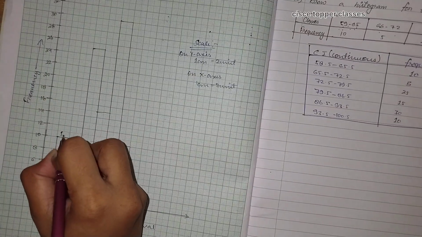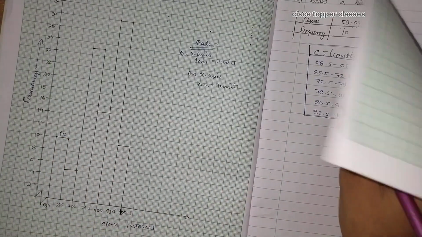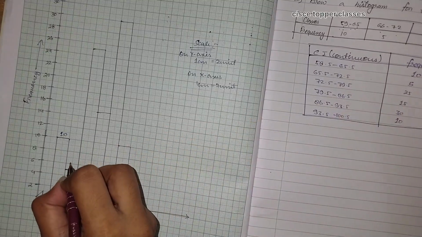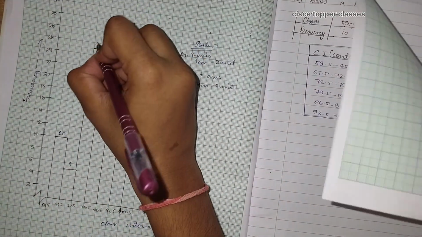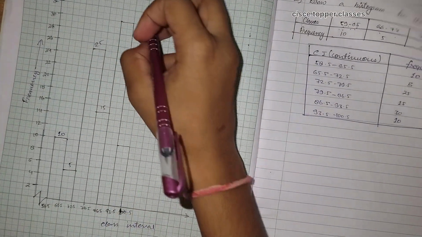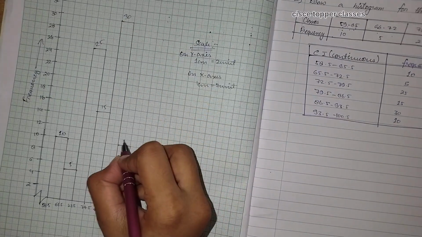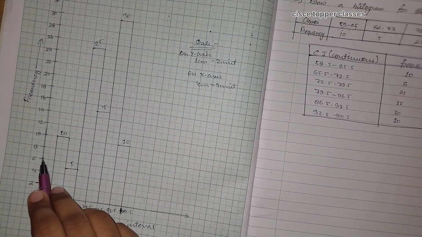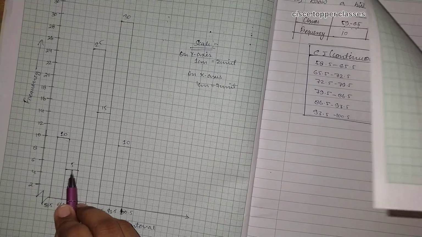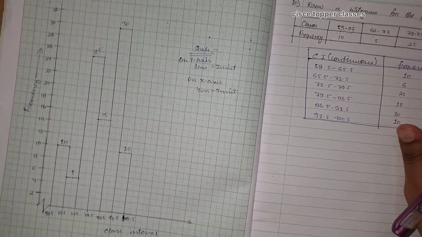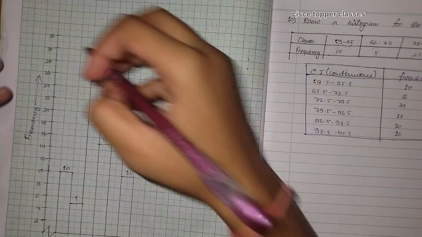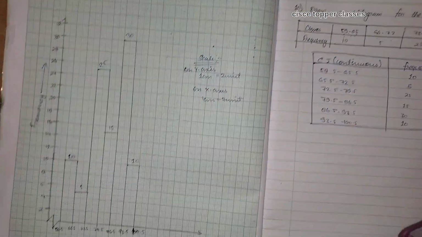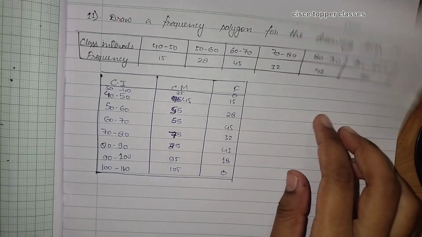So this is frequency 10, meaning 58.5 to 65.5 has frequency 10. Afterwards like this only 5, 25, 15, we have marked here, because if we mark 5, we know 4, 5, 6, the middle point is 5, hence we have marked like this. So this is the solution and diagram of question number 10, and this is the graph.